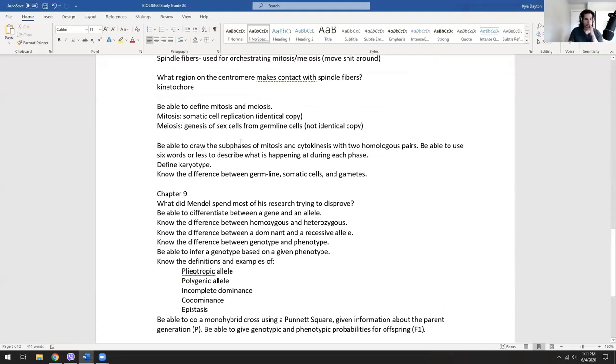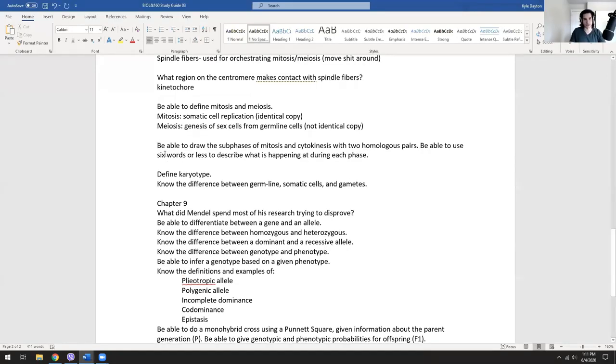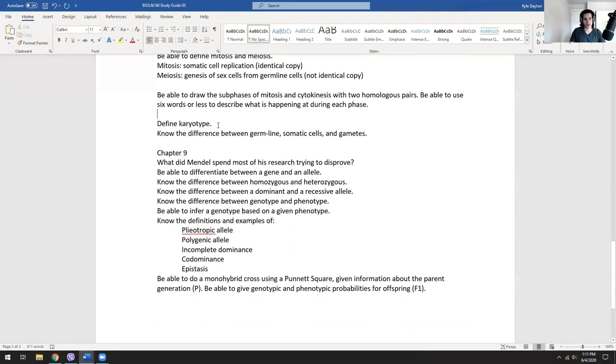All right, be able to draw the subphases of mitosis and cytokinesis. I'm not going to have you guys draw on the test. It's going to be purely multiple choice. Be able to use 6 words or less. Yeah, this is something that I normally would, but I'm not going to have you guys do that on the test.